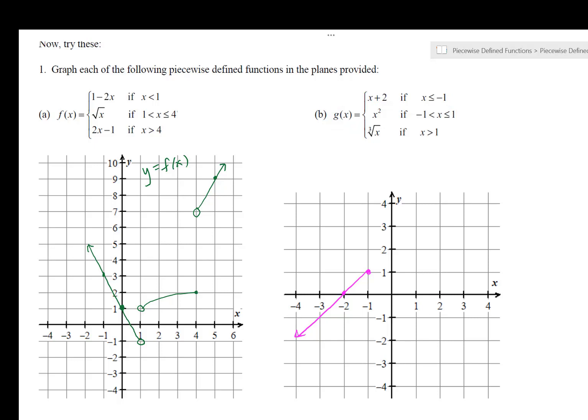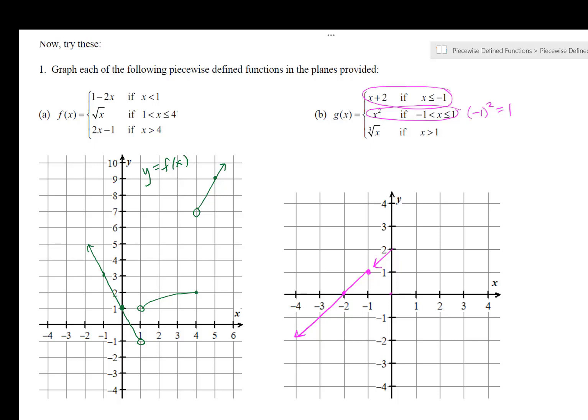Then it becomes x squared. Now, notice in this rule, if x was negative 1, the place where we're switching rules, negative 1 squared is 1. And in fact, that's the same place where rule 1 ended. So that place right there, (-1, 1), is actually a location where we're switching rules, and they happen to be in the same spot. And there's nothing wrong with that.